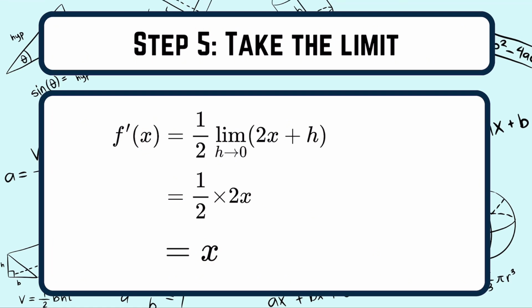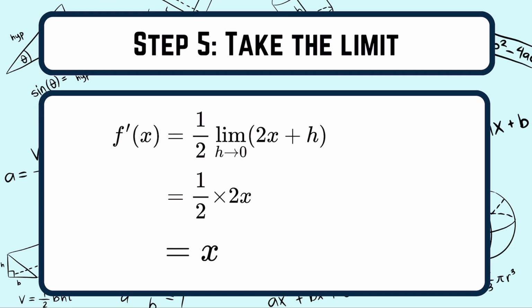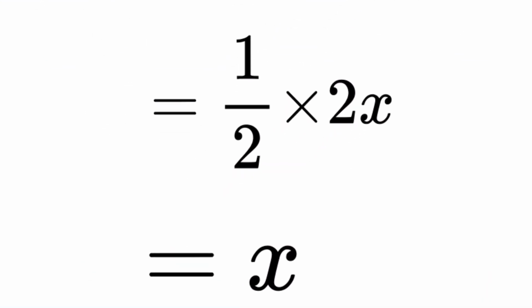So we can substitute h as 0. We get 1 over 2 times 2x, and then cancel 2. We get the derivative is x.